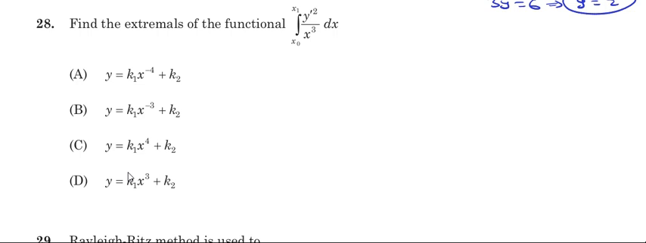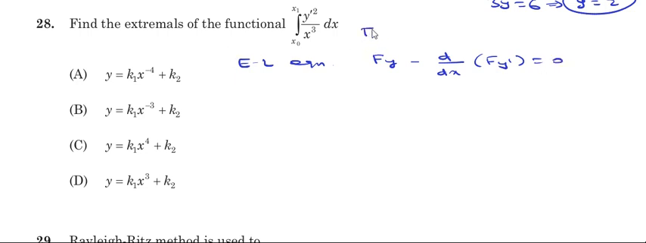So next problem number 28, find the extremals of the function. This is based on calculus of variations: integral x0 to x1 of y dash square by x cube dx equal to 0. So the extremals can be found for the functional based on the Euler-Lagrange equation. So what is the Euler-Lagrange equation? fy minus d by dx of fy dash equal to 0.